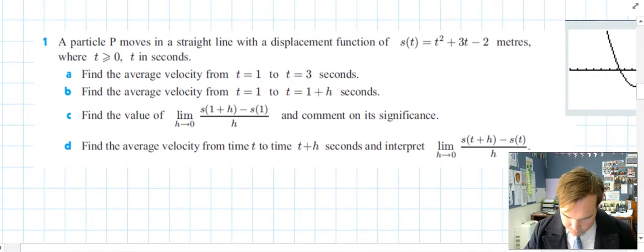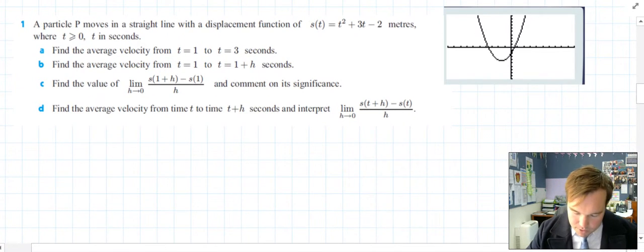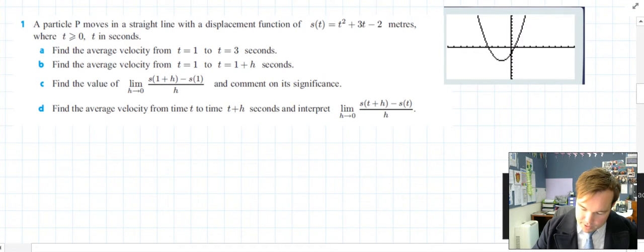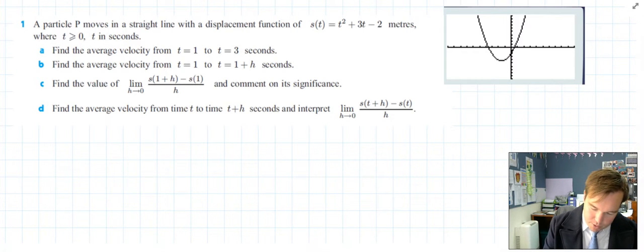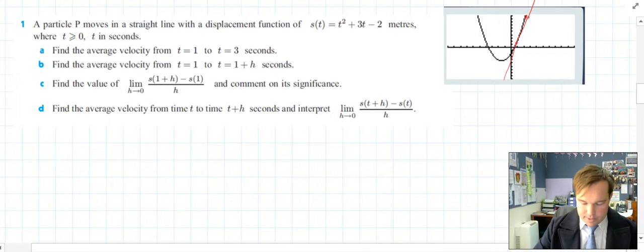Alright, so let's look at this question here. Particle P moves in a straight line with a displacement function of s(t) equals t squared plus 3t take 2. And if you're wondering what that looks like in a graph, the graph is just to the right. Find the average velocity from time equals 1 to time equals 3. So what that is saying is time equals 1 is about there, time equals 3 is about here. They want to find the average velocity, meaning the slope between those 2 points.